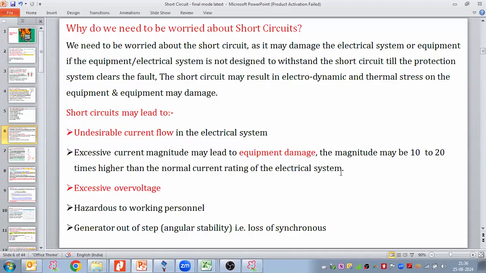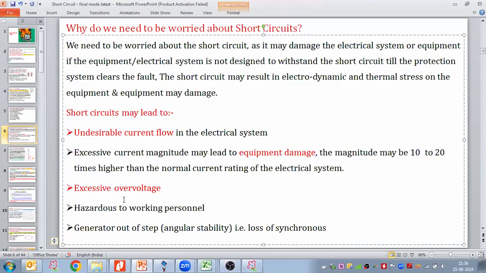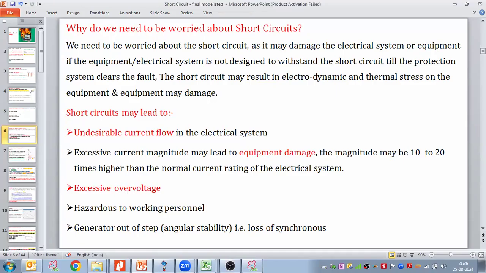So that is why we also have to be careful about the short circuit current selection, and we have to do proper selection. This short circuit may lead to excessive over voltage. Is it okay? Excessive over voltage, when this over voltage may come due to short circuit. When may the over voltage come? Any example?